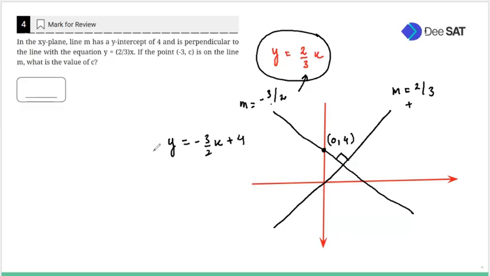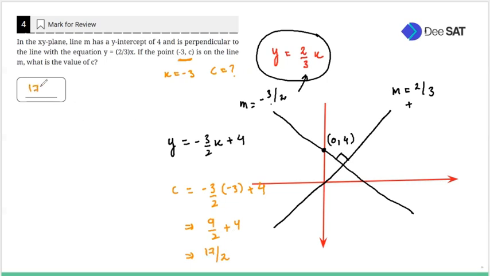So see how fast I can figure out the equation of the lines. Once I know the equation of the line, I just need to plug in these values for x and y. The value of x given to me here is minus 3 and the value of c I need to figure out. So in place of y, I'm writing c equals negative 3/2 times negative 3 plus 4, which I just need to calculate. Negative 3 times negative 3 is 9, so 9/2 plus 4. If you solve this, 4 times 2 is 8, 8 plus 9 equals 17/2. So my correct answer should be 17/2.